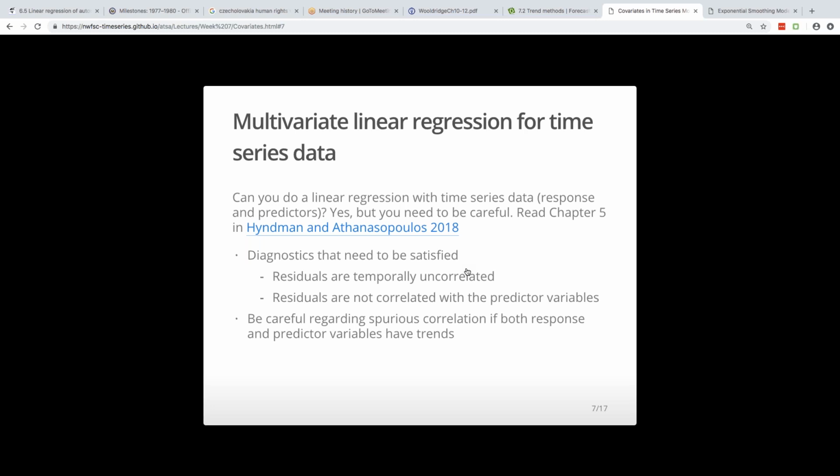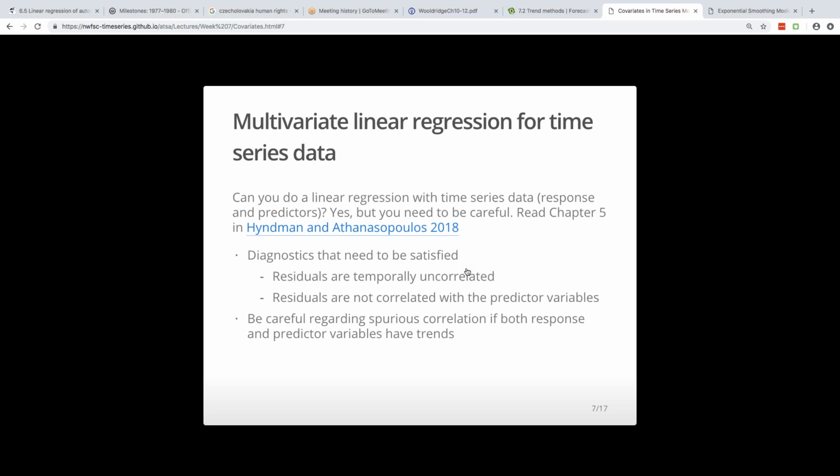So just like an LM function, can you use that with time series data? So your response data is a time series, and your predictor variable is a time series. Yes, you can, but you need to be careful. You should read the chapter in the forecasting book by Hyndman. It's going to go all through the various diagnostics that you do when you're doing a linear regression on time series data.